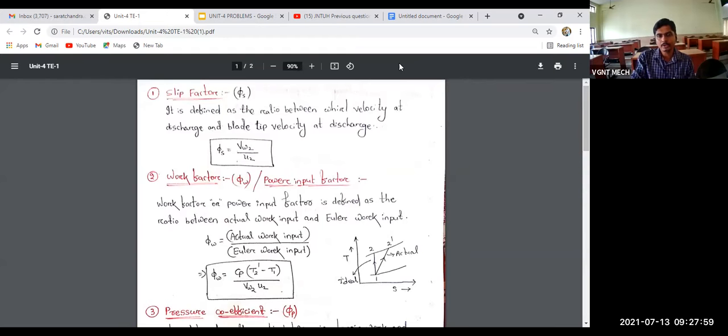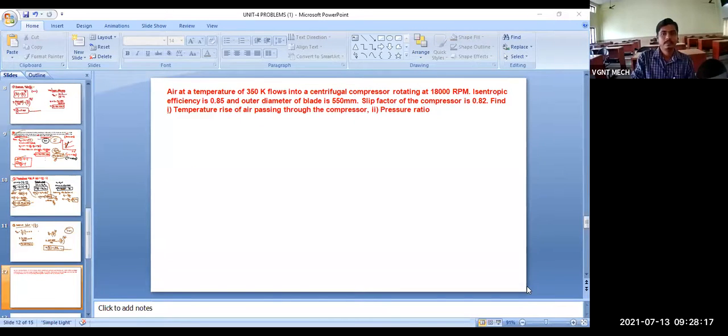So today we are going to solve one problem related to these things. Be ready with a calculator. Tell me the answers quickly, so that we can do many more problems today. And today we will complete this centrifugal compression. So this is one question we have.